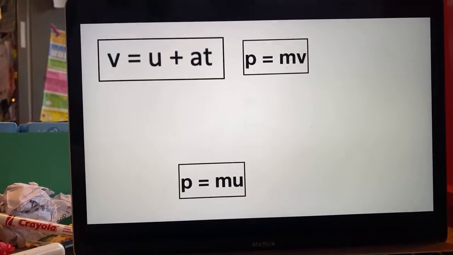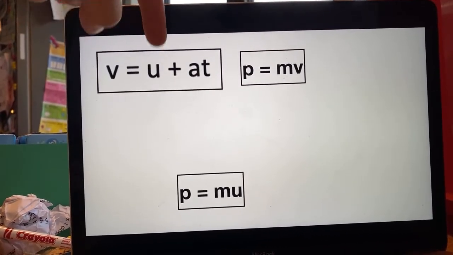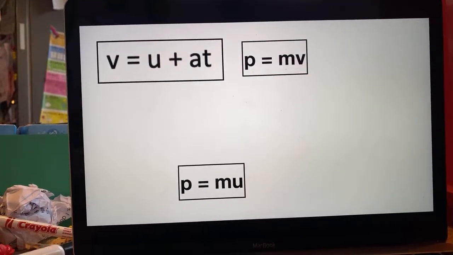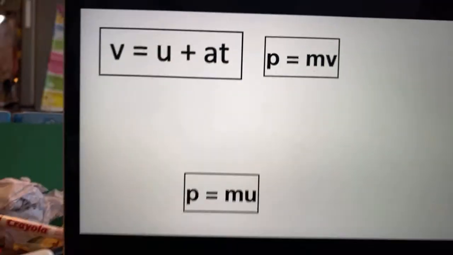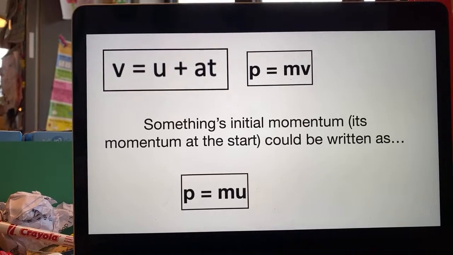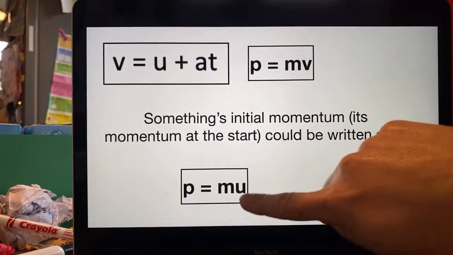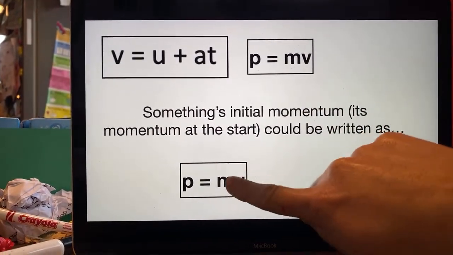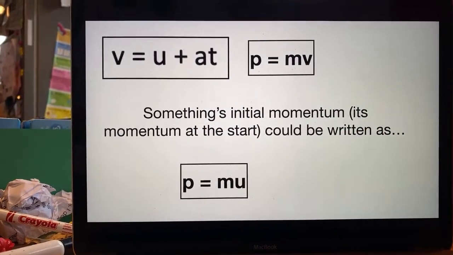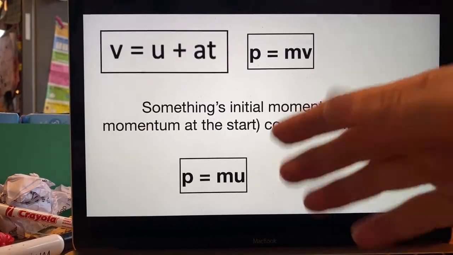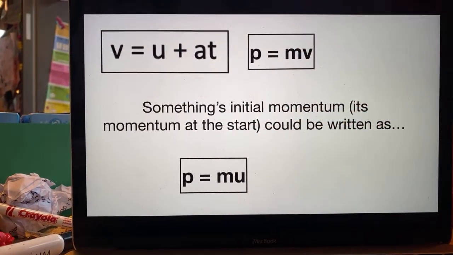Right, so we're going to look at how all these equations are connected and how equations make you think. So just very quickly, are you okay with the fact that if we're saying that u is your starting velocity and v is your final velocity, we've always written momentum as being little p equals mv, but you could write it as little p equals mu. That would just be describing someone's initial momentum, yeah? That would be their momentum at the start, and this would be their momentum at the end.